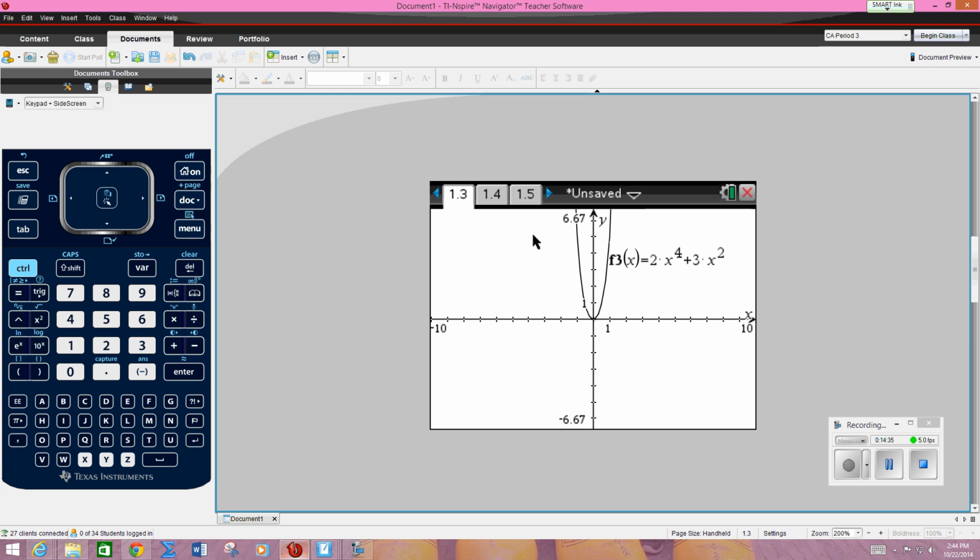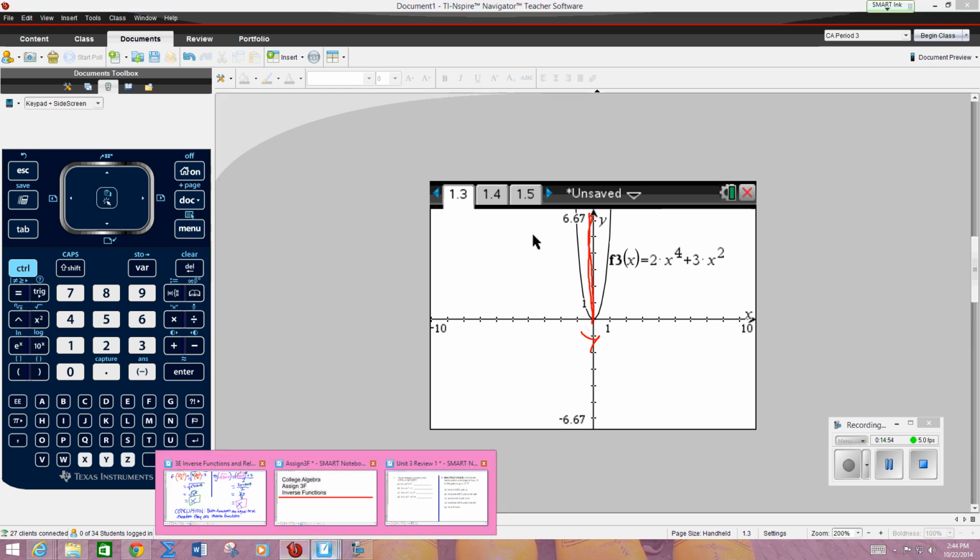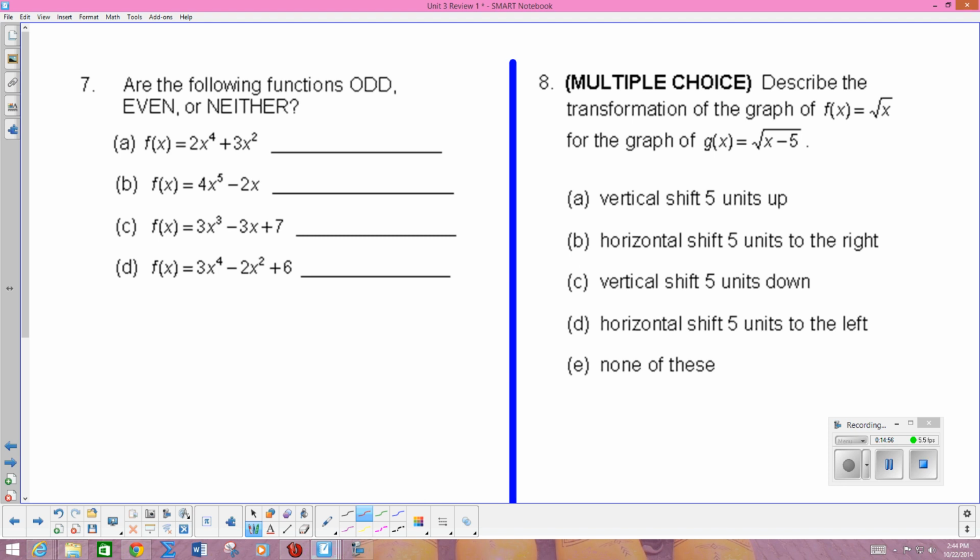And as we look at letter A, we have 2x to the 4th plus 3x squared, and that is even. You can see that I can take this and I can take it right down the middle and fold it on the y-axis, and it looks the same on both sides. So this first one is an even. And so that's E.